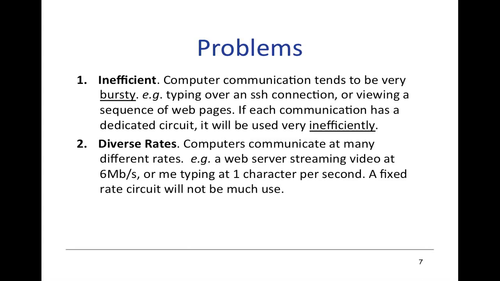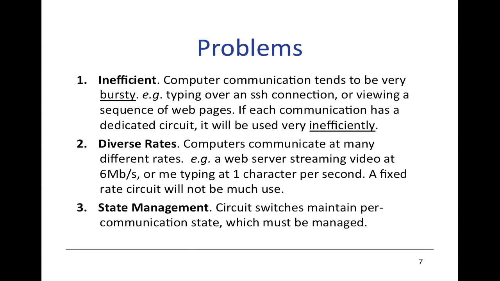The second thing is computers tend to have very diverse applications that need very different rates. Computers communicate at many, many different rates. So a web server might be streaming video at, say, 1, 5, or even 6 megabits per second. But if you compare that with me typing 1 character every second, there's a huge difference in the rates that the network needs to support. So if we pick a fixed rate circuit for the video, and then I use it for typing, it'll be barely used. Or vice versa, then I wouldn't even be able to stream the video. So a fixed rate circuit really isn't much use at all.